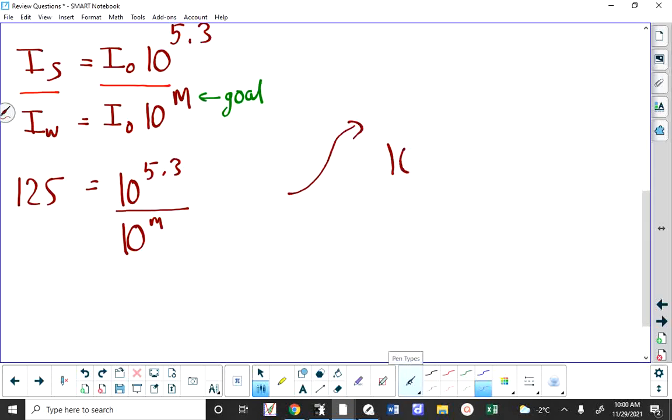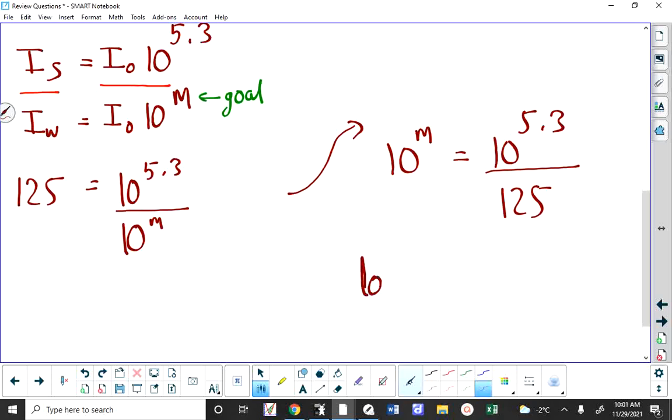I might choose to rewrite this as 10 to the m equals 10 to the 5.3 over 125. So what I've done is I've located the piece that has my unknown, 10 to the m, and I've cross-multiplied to move it onto the main line. And then I suppose we can take the log of both sides.